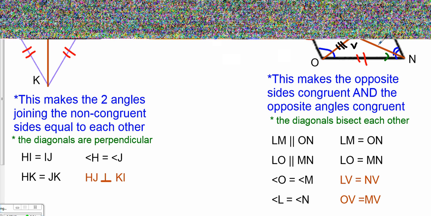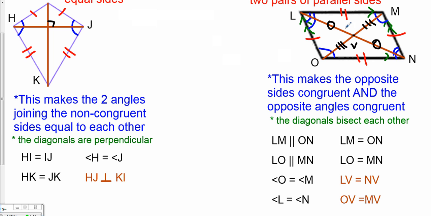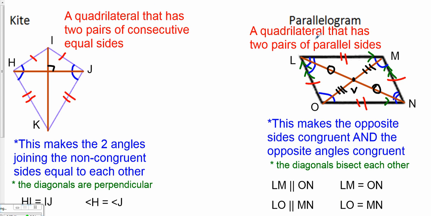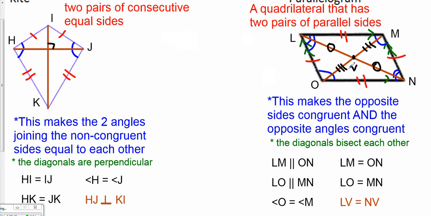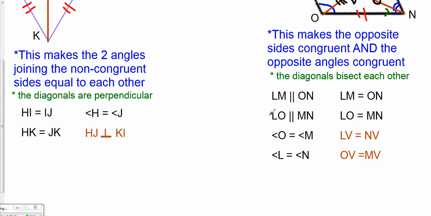These lines bisect each other, making this length from here to here the same as this length, and this length, O to V, the same as M to V. Or you can say this spot V is the midpoint of both L to N, and it's the midpoint of O to M. So that's all the information that we'd find out if they told us LMNO is a parallelogram. Then we can say for sure all of this information has to be true.